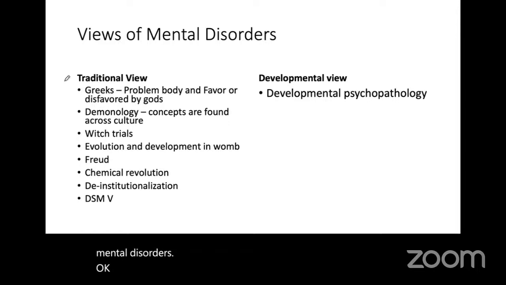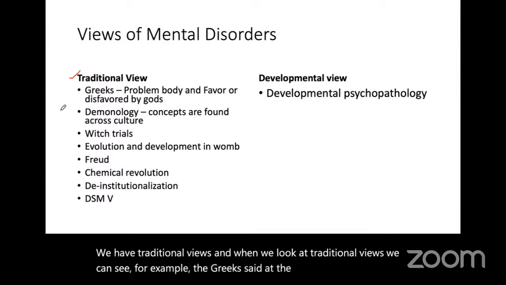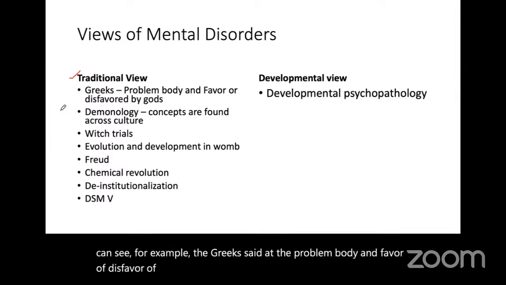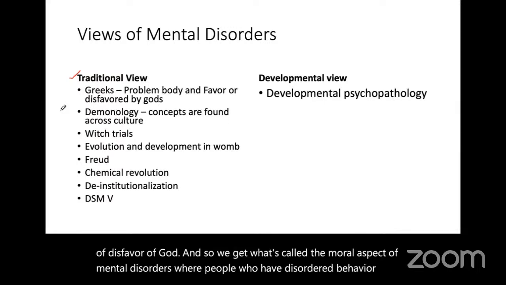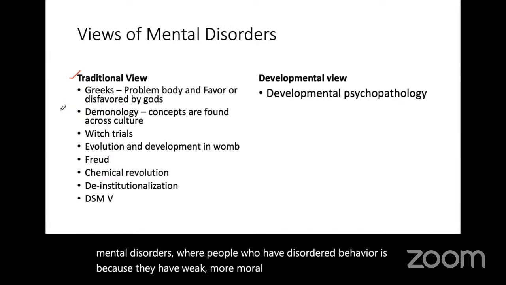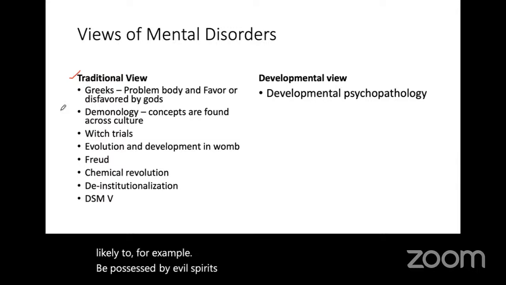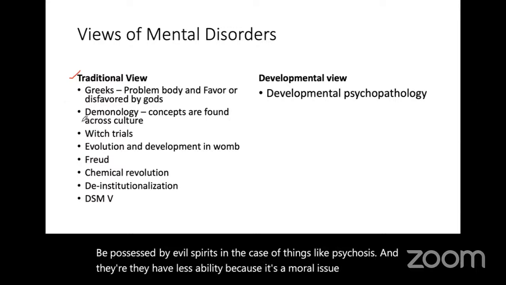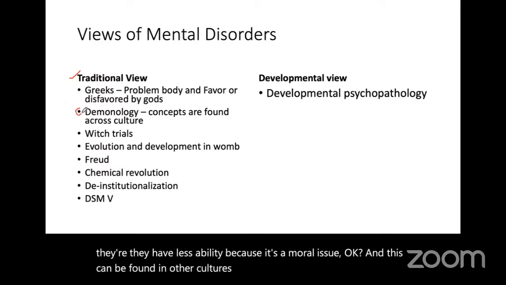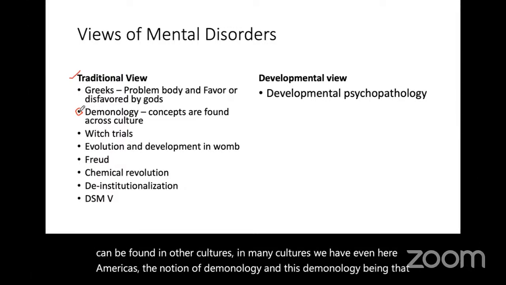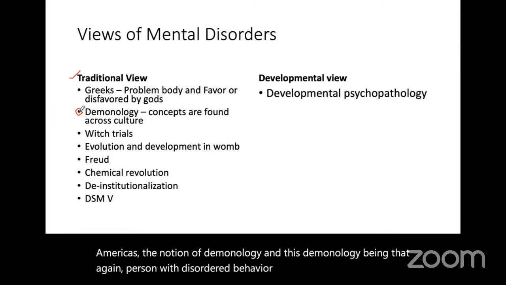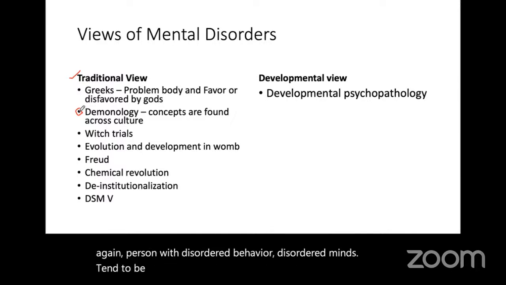Okay. We have traditional views, and when we look at traditional views, we can see, for example, the Greeks said the problem was the body and favor or disfavor of God. And so we get what's called the moral aspect of mental disorders, where people who have disordered behavior is because they have a weak moral constitution. So they're more likely to, for example, be possessed by evil spirits in the case of things like psychosis. And they have less ability because it's a moral issue. Okay. And this can be found in other cultures. In many cultures, even here in the Americas, we have the notion of demonology, and this demonology being that, again, a person with disordered behavior, disordered minds, tends to be possessed by or persuaded by some type of evil force.